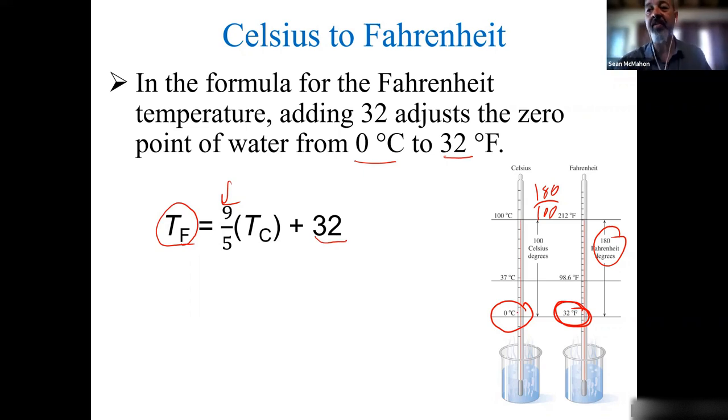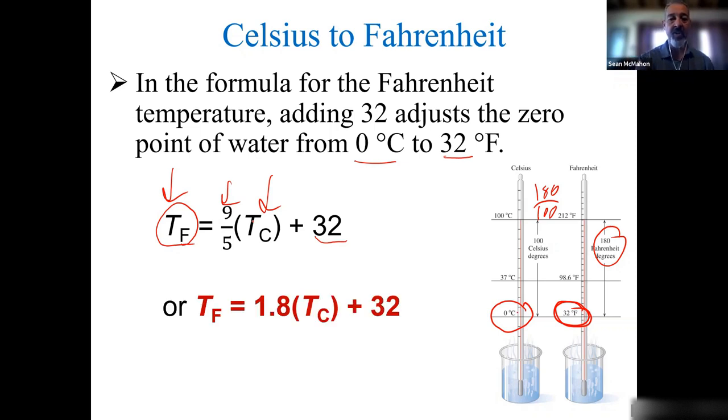Now, why am I doing that? You have to be able to convert from Celsius to Fahrenheit, right? So we use Fahrenheit, but everybody else is using Celsius. So if I have Fahrenheit, I have to convert to Celsius. If I have Celsius, I have to convert to Fahrenheit. So we are deriving that formula. If you don't like the fraction, it's 1.8. So you want to know this formula, okay? You want to just know it.